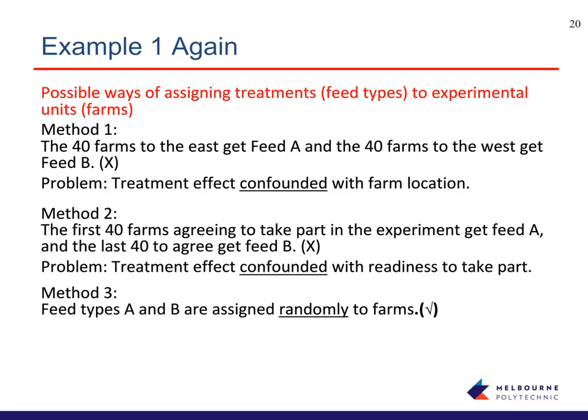So the best way to assign treatments to our experimental units is completely randomly, the R word. And everything in experiments hinges on randomness some way. If you're not random in the way that you allocate treatments to experimental units, or choose your experimental units, then your results are more than likely to be biased in some way or form.